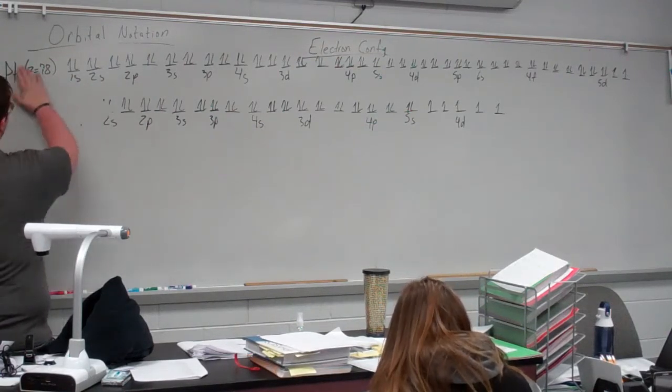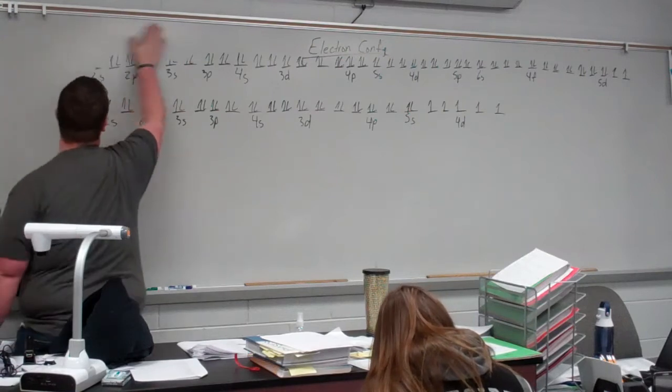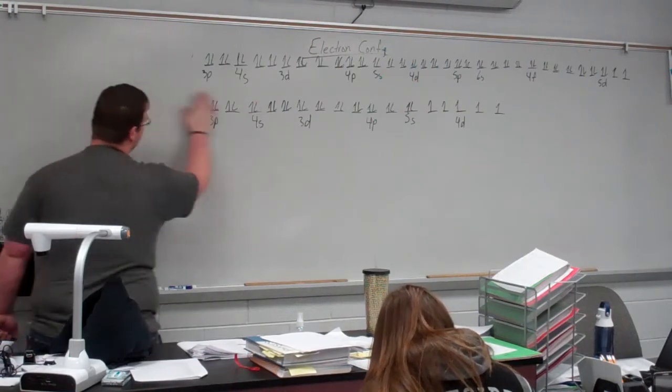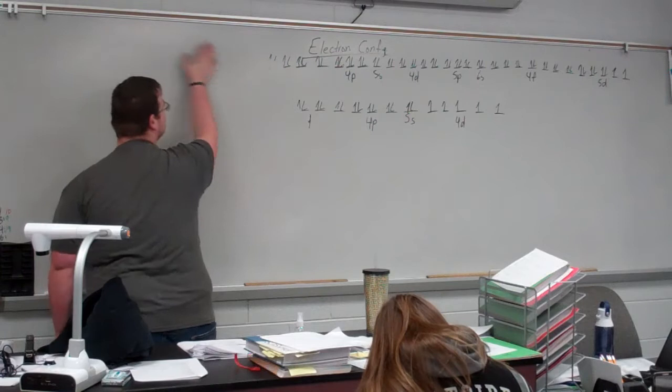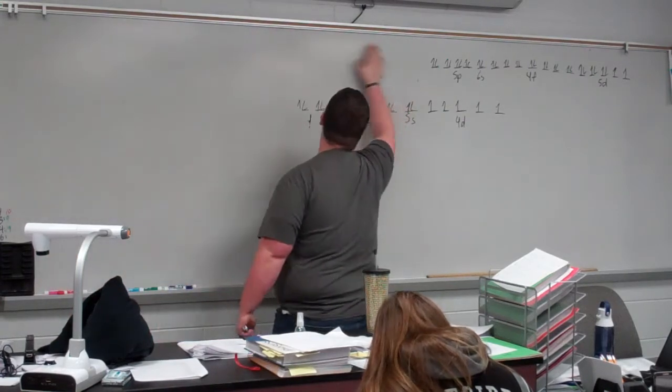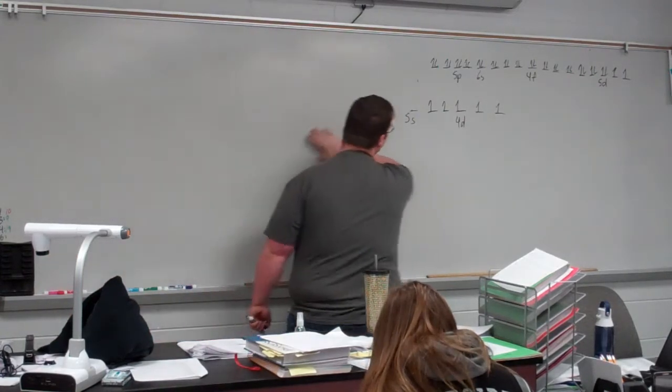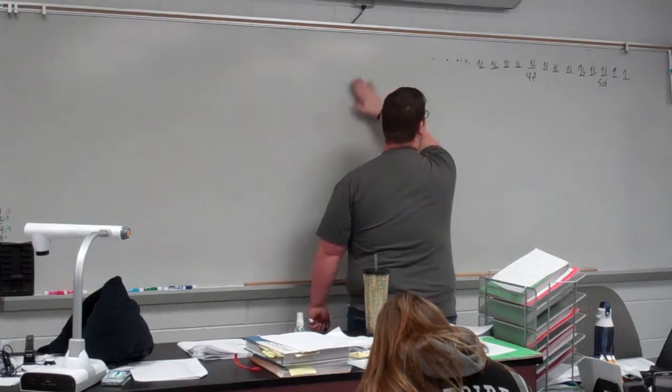Alright, so there's technetium and platinum. There's your orbital notation. There's your 5 orbital notations for that sheet. The orbital notations are the ones that I really despise.